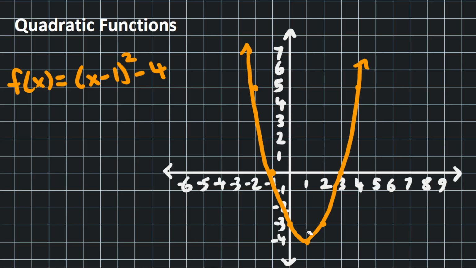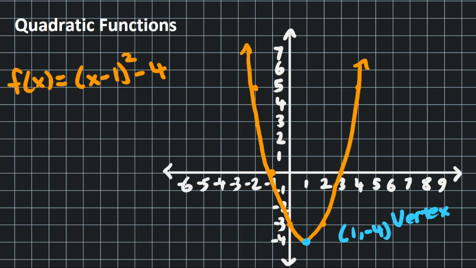Let's take a look at the lowest point, the minimum of this parabola. This point, 1 comma negative 4. So this point, in any parabola, either the lowest or the highest point is called the vertex. This point is called the vertex, and it is at 1 comma negative 4.